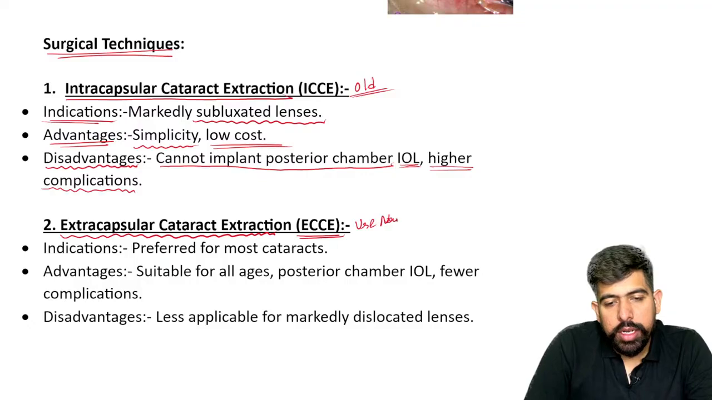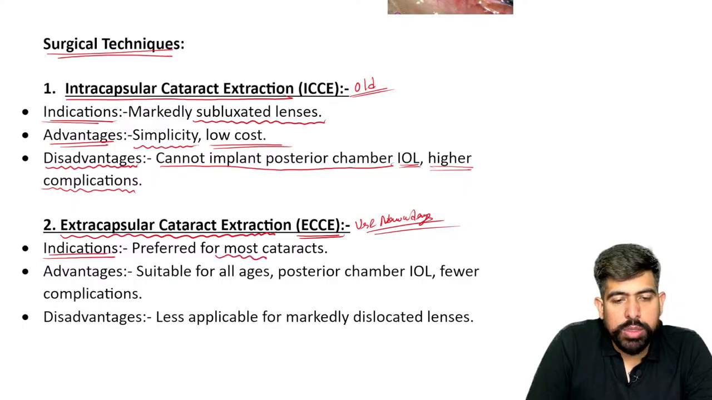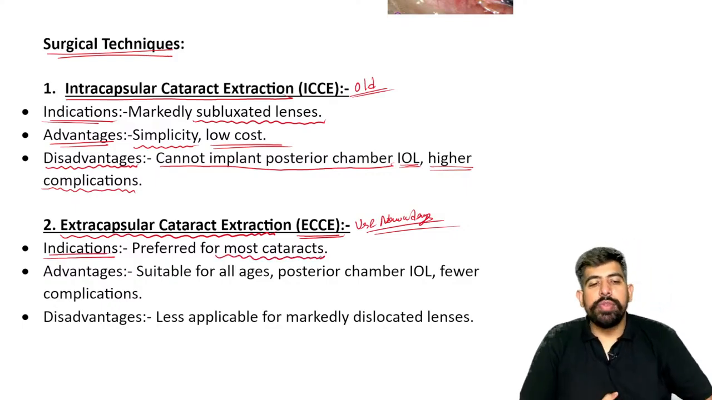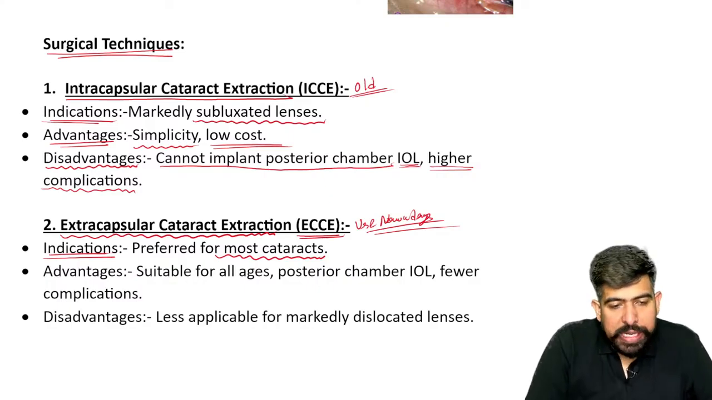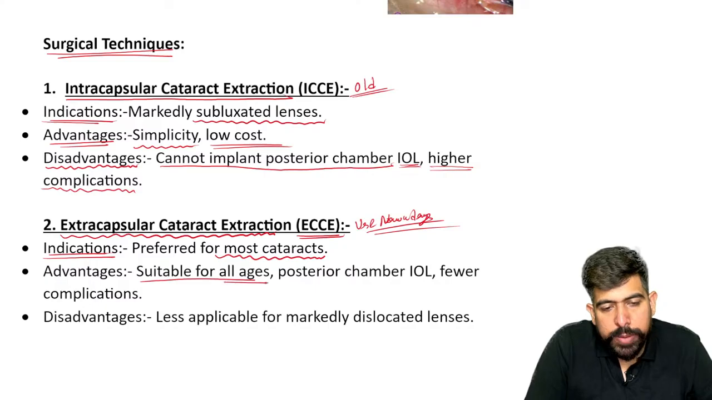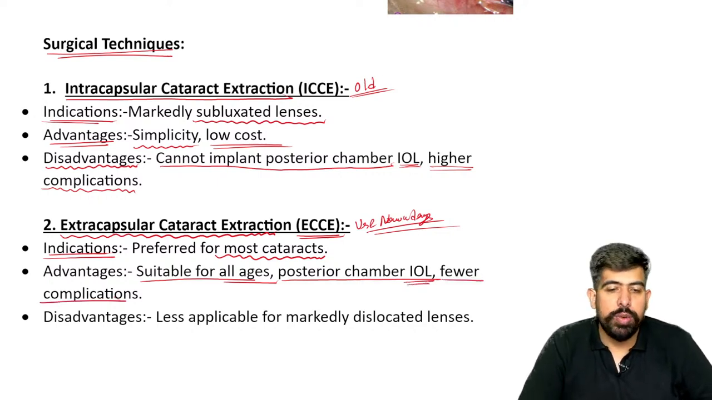What we are doing in this, the indications is there. It is preferred for most cataracts. In all the cataracts, we can do this extracapsular cataract surgery. And what is the advantage? Please remember, it is suitable for patients of all ages. We don't have any issues. Also, we can put the posterior chamber intraocular lens, and only fewer complications are there.